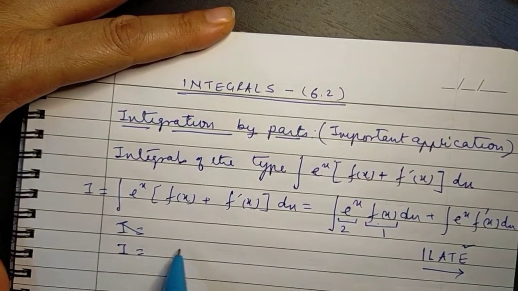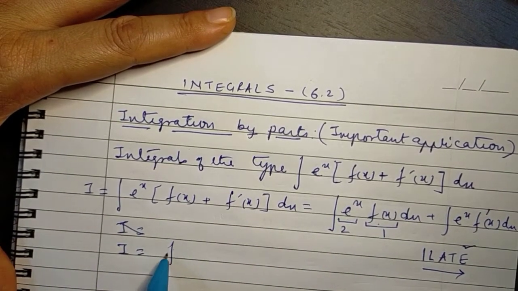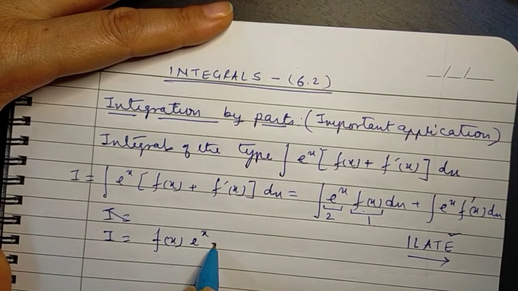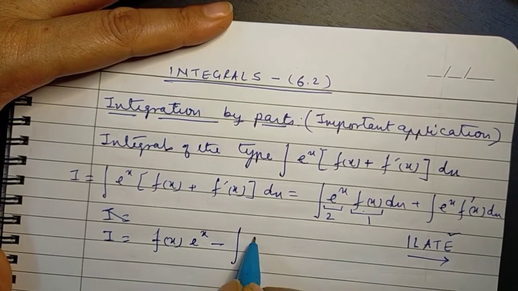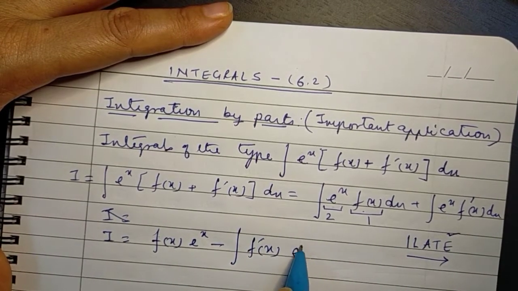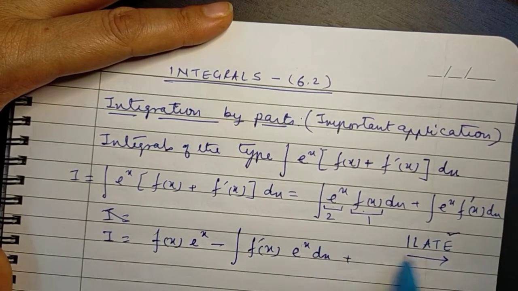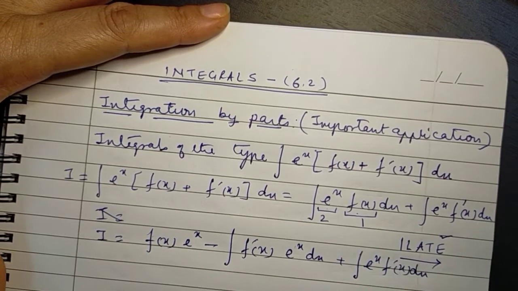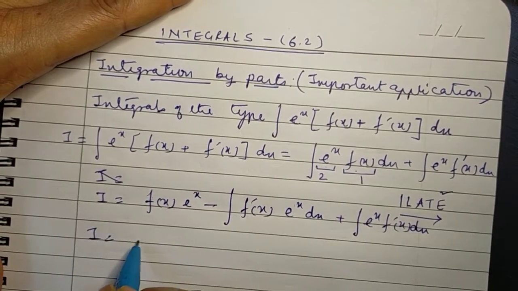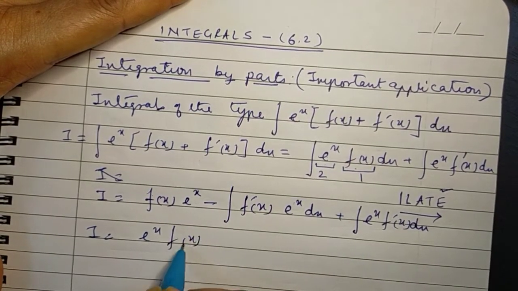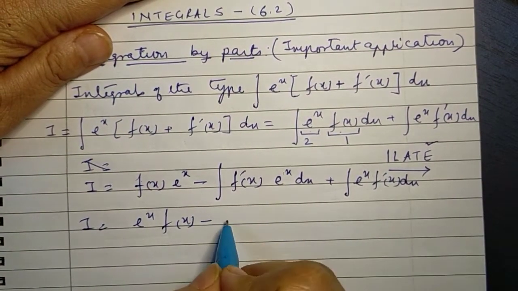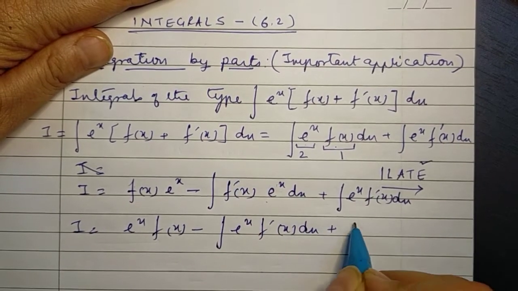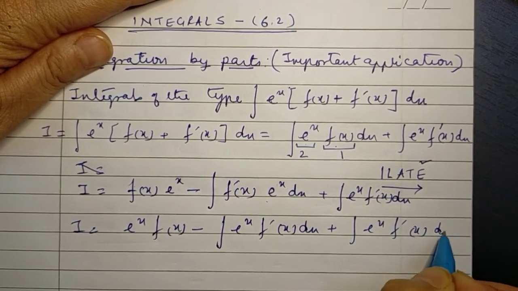I will be equal to the first function, that is f(x), into the integral of the second, that is e raised to the power x, minus the integral of the derivative of the first function into the integral of the second function dx, and this we carry down as it is, that is e^x f'(x) dx. So writing it again, we get e^x f(x) minus the integral of f'(x) e^x dx plus the integral of e^x f'(x) dx.